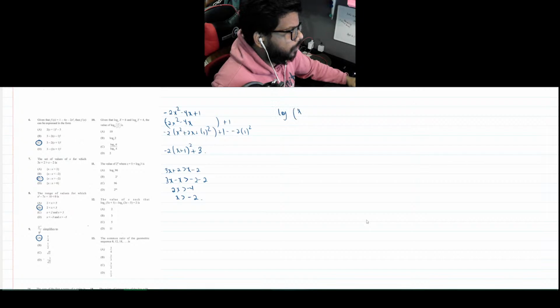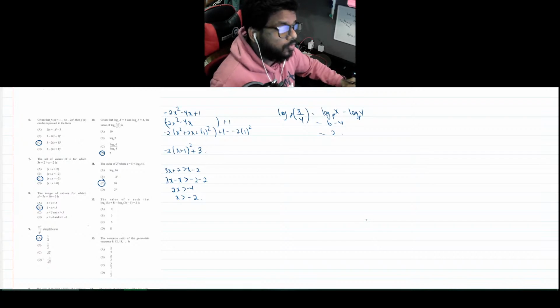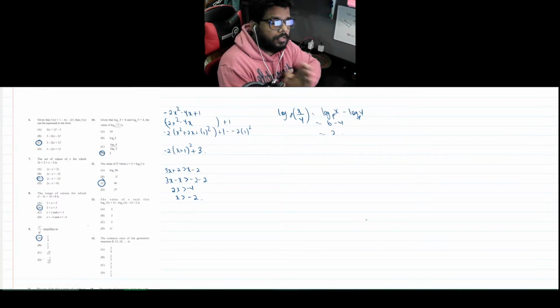Log of x over y to base p is log x to base p minus log y to base p. 6 minus 4 is 2. The value of that, where z is, that is 96. Our next repeat question. So far, every single one of these questions are repeat questions that we did the solutions for.